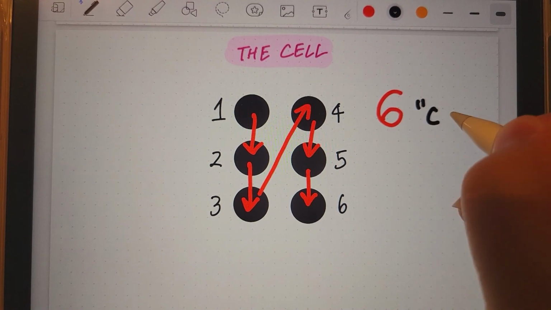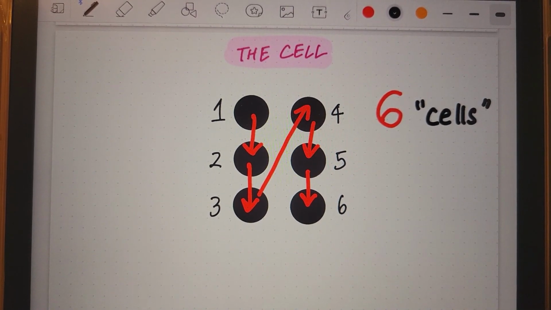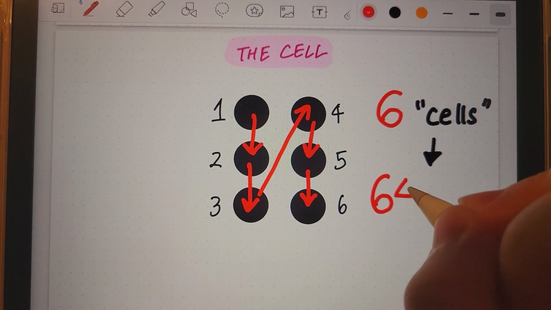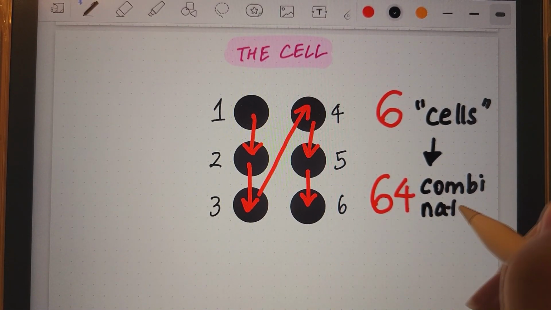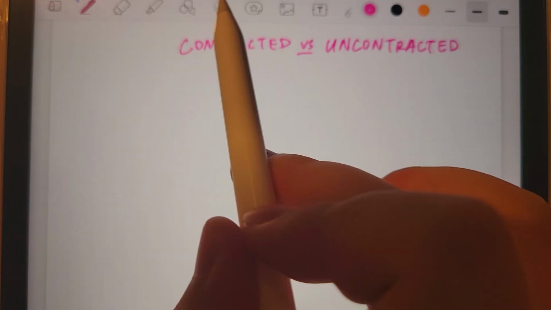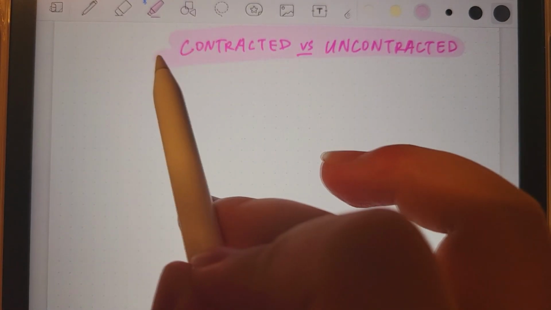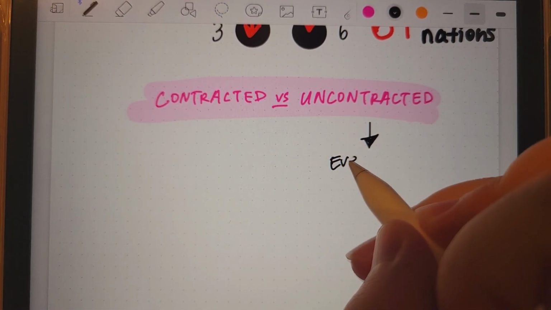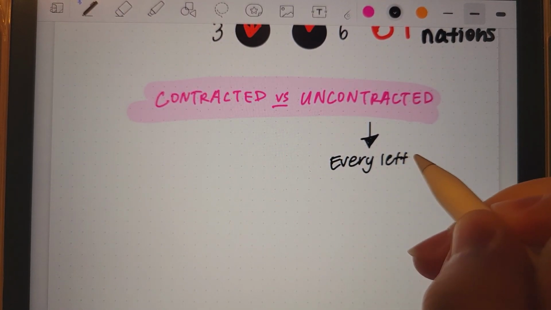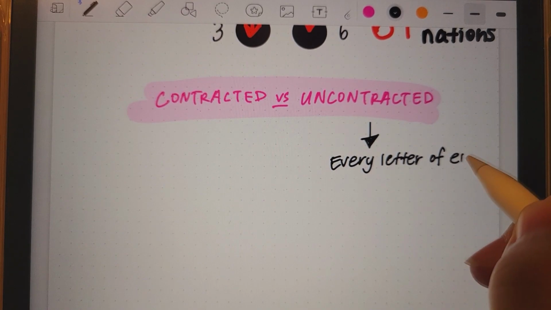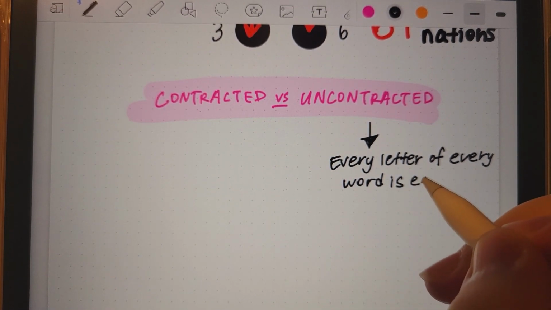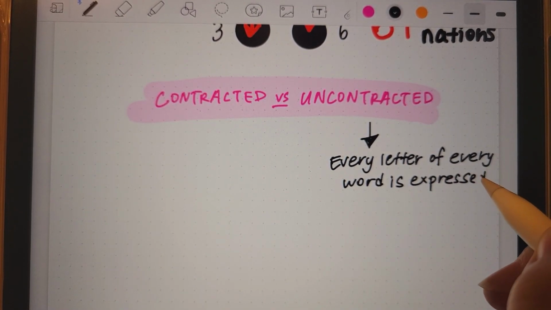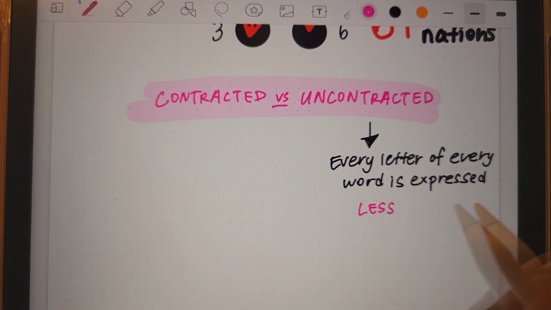There are 6 dots in each cell, and with a single cell, 64 combinations are possible using one or more of those 6 dots. Now, there's something called contracted or uncontracted Braille. Firstly, for uncontracted Braille, every letter of every word is expressed.